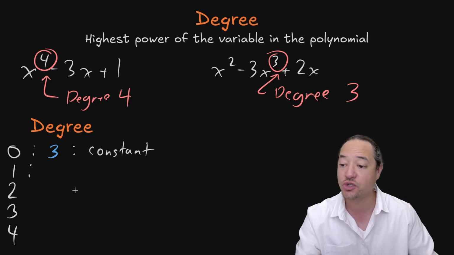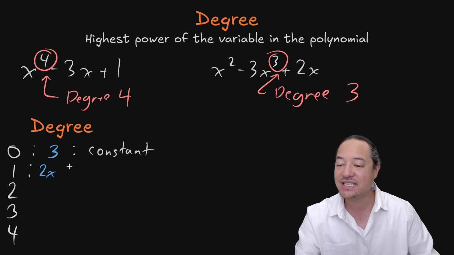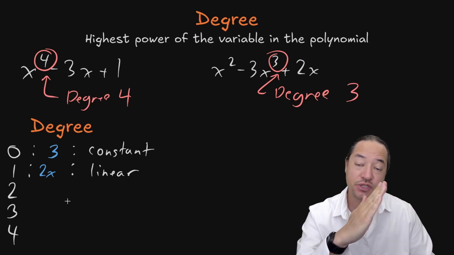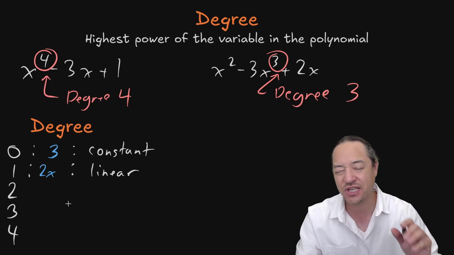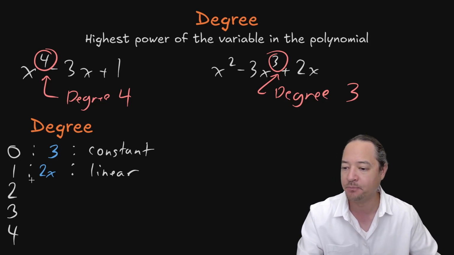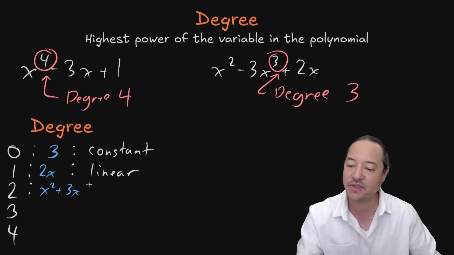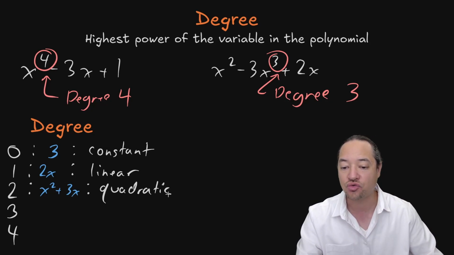Now, if I have a polynomial of degree 1, that means I'm going to have something like 2x to the first power. If it's the first power here, I can leave that away. And so something like this is what we call a linear expression. And later on when we learn to graph these, you're going to see that a polynomial with degree 1 is going to be graphed as a straight line. So this is a linear relationship, a linear polynomial. If you have a polynomial of degree 2, this is going to be something like x squared plus 3x, and something like this, we are actually going to call a quadratic polynomial.